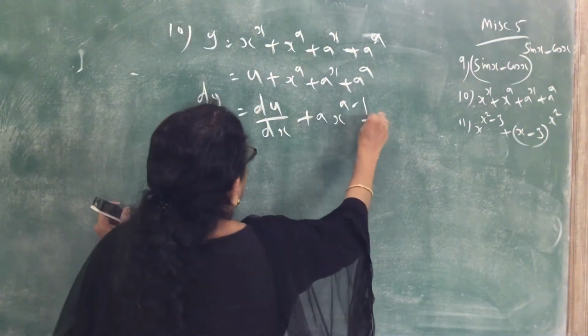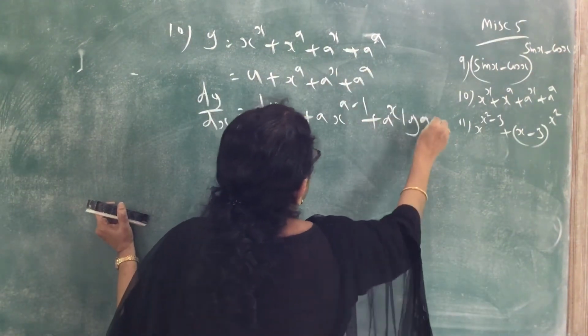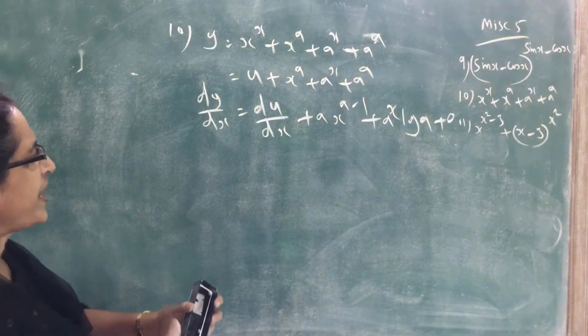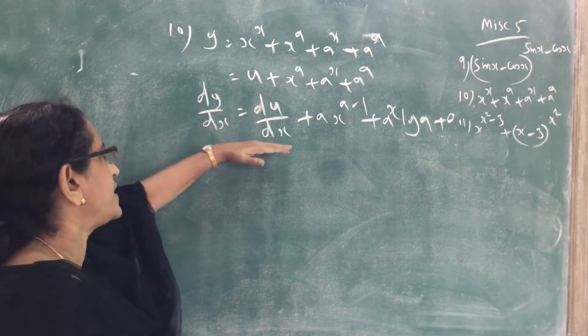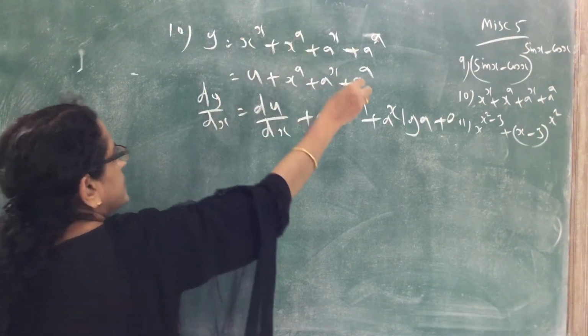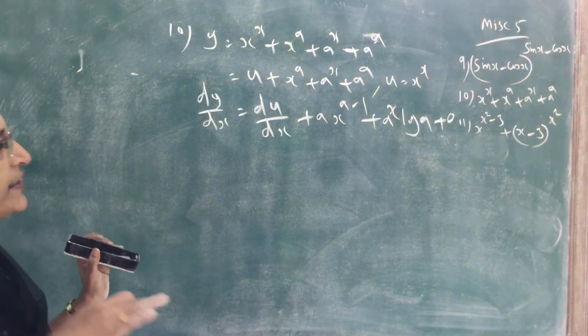Then plus the derivative of a raised to x, using the formula a raised to x into log a, plus the derivative of a raised to a, which is 0. Now we can find du by dx and substitute here, so we'll get the answer. So from u, what is u? u is x raised to x, where u equals x raised to x. So take only u and find the derivative.